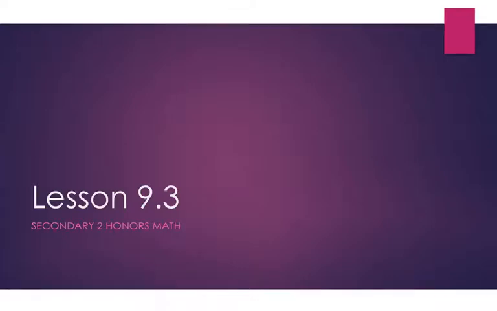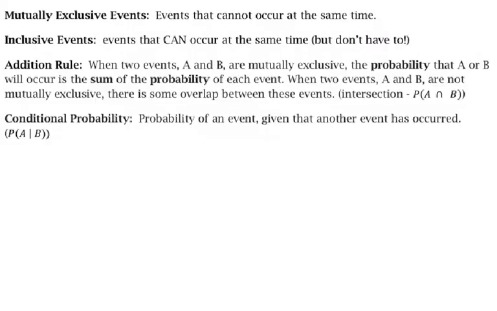This lesson we're going to be talking about something called the addition rule and conditional probability. So first, a couple of definitions. Mutually exclusive events are events that cannot occur at the same time. So two things that it's impossible to be doing both of them at the same time. Like you can't have an event of you're in English class and an event of you're in math class occur at the same time. You can't have both of those classes at the same time.